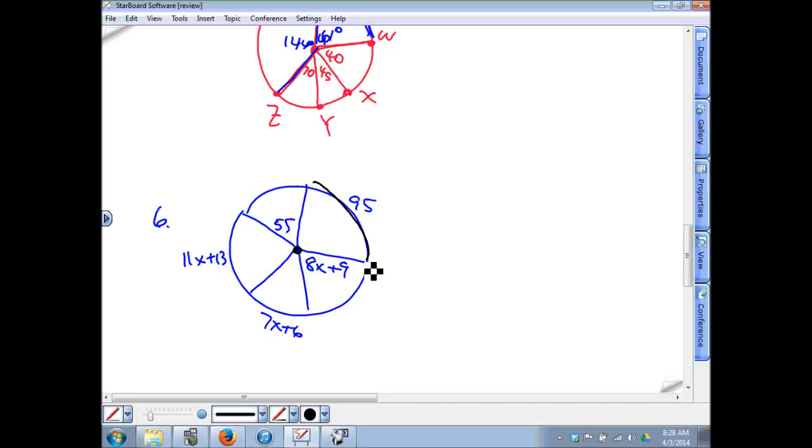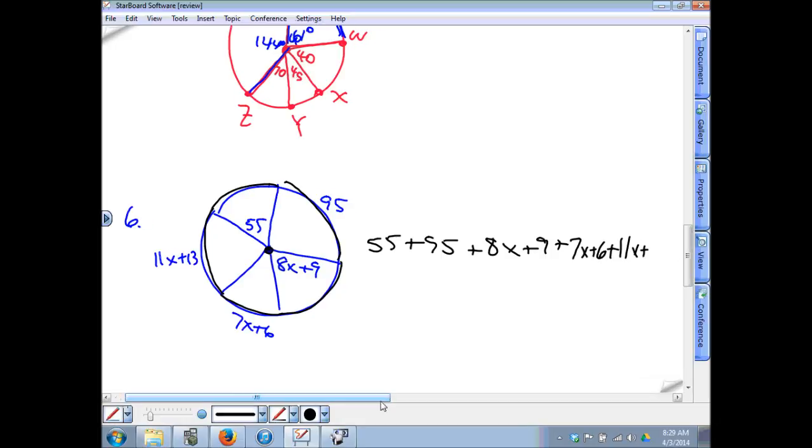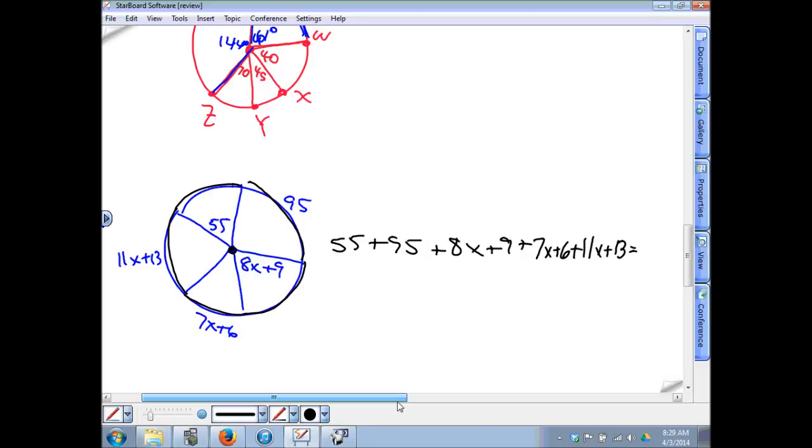We know this arc is 95. We know that arc is 8x plus 9. That arc is 7x plus 6. That arc is 11x plus 13. That arc is 55. We know the measure of all the arcs, so you add them all up. 55 plus 95 plus 8x plus 9 plus 7x plus 6 plus 11x plus 13. That all should equal 360.